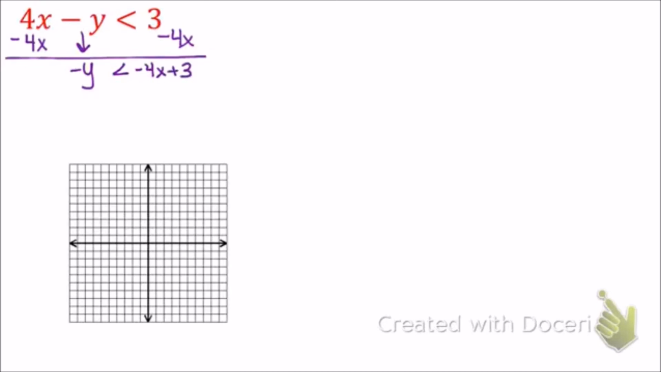I have a negative in front of this y here. I don't want to leave that there. I have to get rid of it. So that's a negative 1. So I'm going to divide by negative 1 to everything.